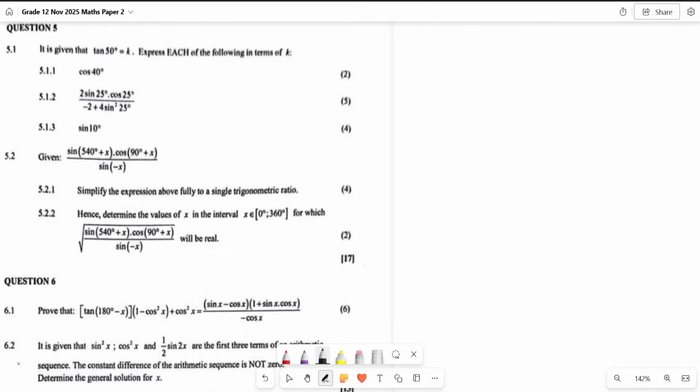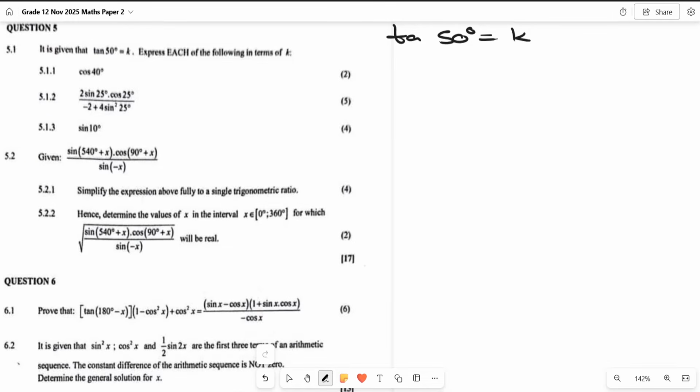Okay, enough with that. Now look over here. They're not asking you to solve for anything. They just said express each of the following in terms of k. How easy can it be? Right, so we have tan 50 degrees is equal to k.